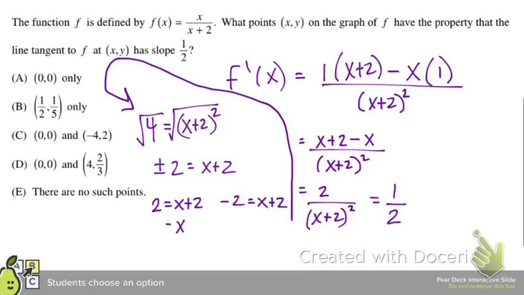If I solve for x, I get x equals 0. If I solve for x over here, I get that x equals negative 4. So I know my two answers are at 0 and negative 4. That leaves me with either answer choice C or answer choice D. Now 0, 0 is obviously the common thread in both of those.